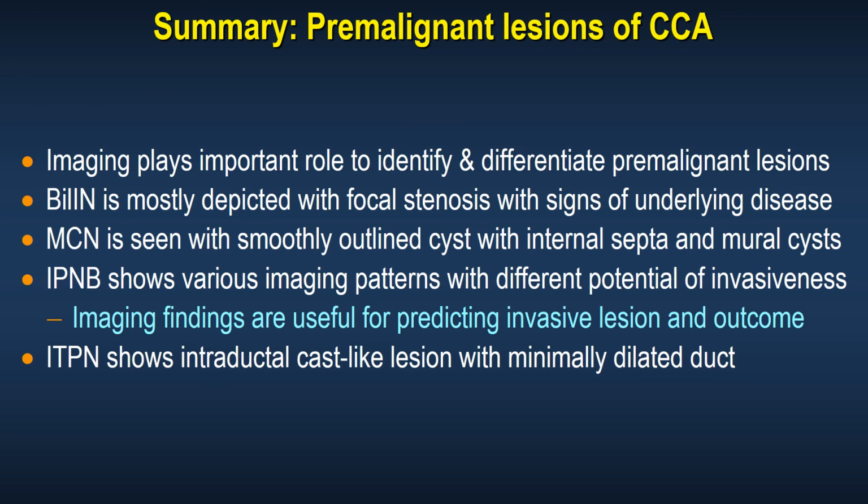IPMB shows various imaging findings, and the frequency of associated invasive carcinoma varies depending on the type. Imaging findings can help diagnose invasive MCN and IPMB and predict the outcomes of IPMB. ITPN is similar to one type of IPMB by showing minimal duct dilation accompanied by intraductal cast-like lesion.